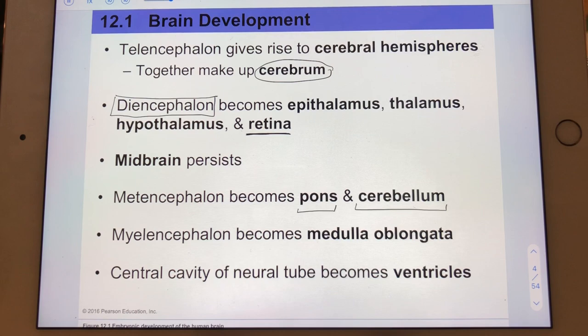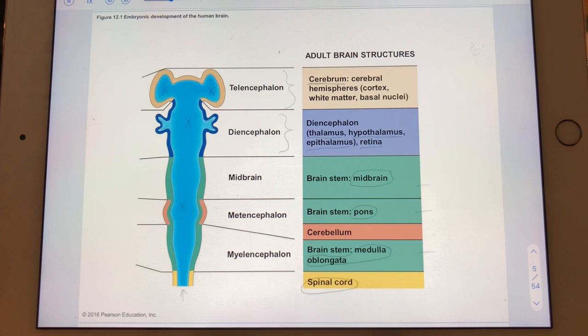Okay, here's that. I think that's the same image, isn't it? Yeah. There's the same image showing that early embryonic telencephalon giving rise to cerebrum. Okay. There's that early diencephalon. It's going to look different as we age, but we keep that region, and it includes the thalamus, the hypothalamus, the epithalamus, and the retina. Midbrain is still midbrain, and midbrain is one of the regions of your brain stem. Metencephalon gives rise to pons, another part of your brain stem, and the cerebellum, which is not part of your brain stem. Myelencephalon differentiates into medulla or medulla oblongata.